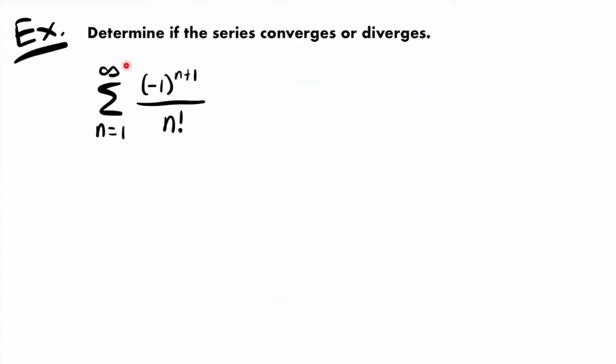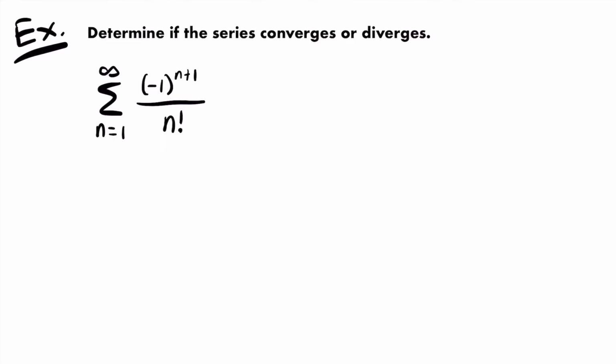All right, so here's our next example. Once again, we want to determine if this series converges or diverges, and this time our series is the sum from n equals 1 to infinity of -1 to the power of n plus 1 divided by n factorial. Now, as I said earlier, whenever you see a factorial within your series, it's going to be a good idea to try and use the ratio test. The ratio test is very good at dealing with factorials if you know how to simplify a factorial. And so you're going to see that in this example.